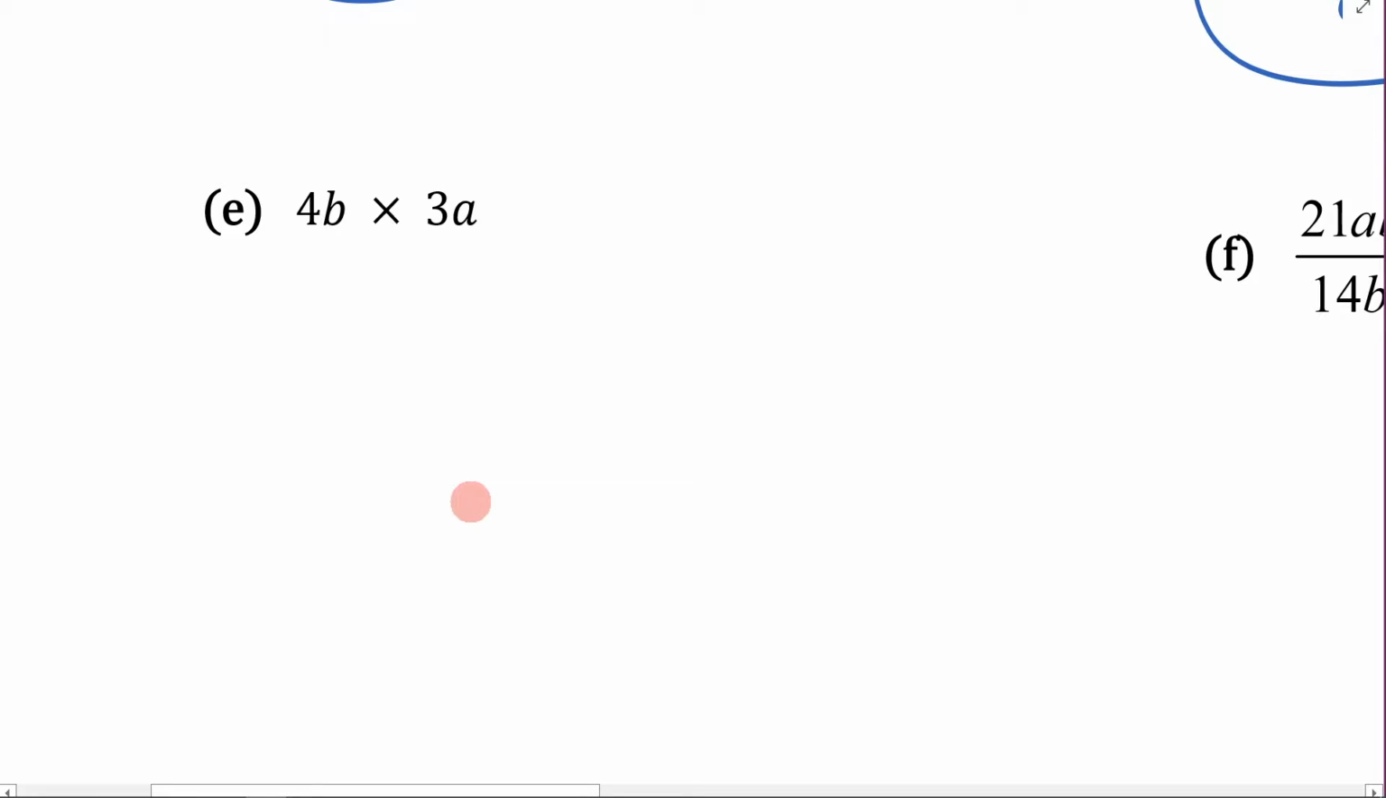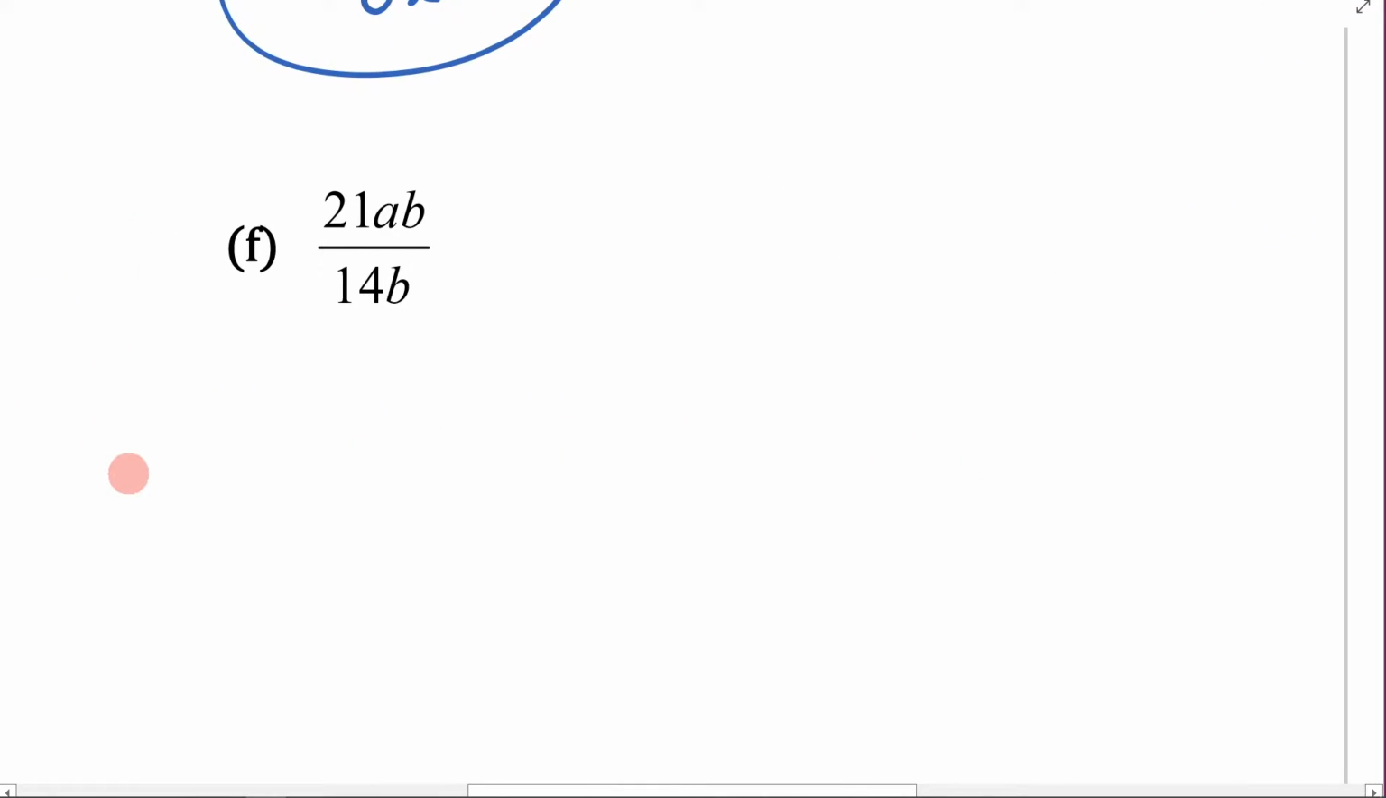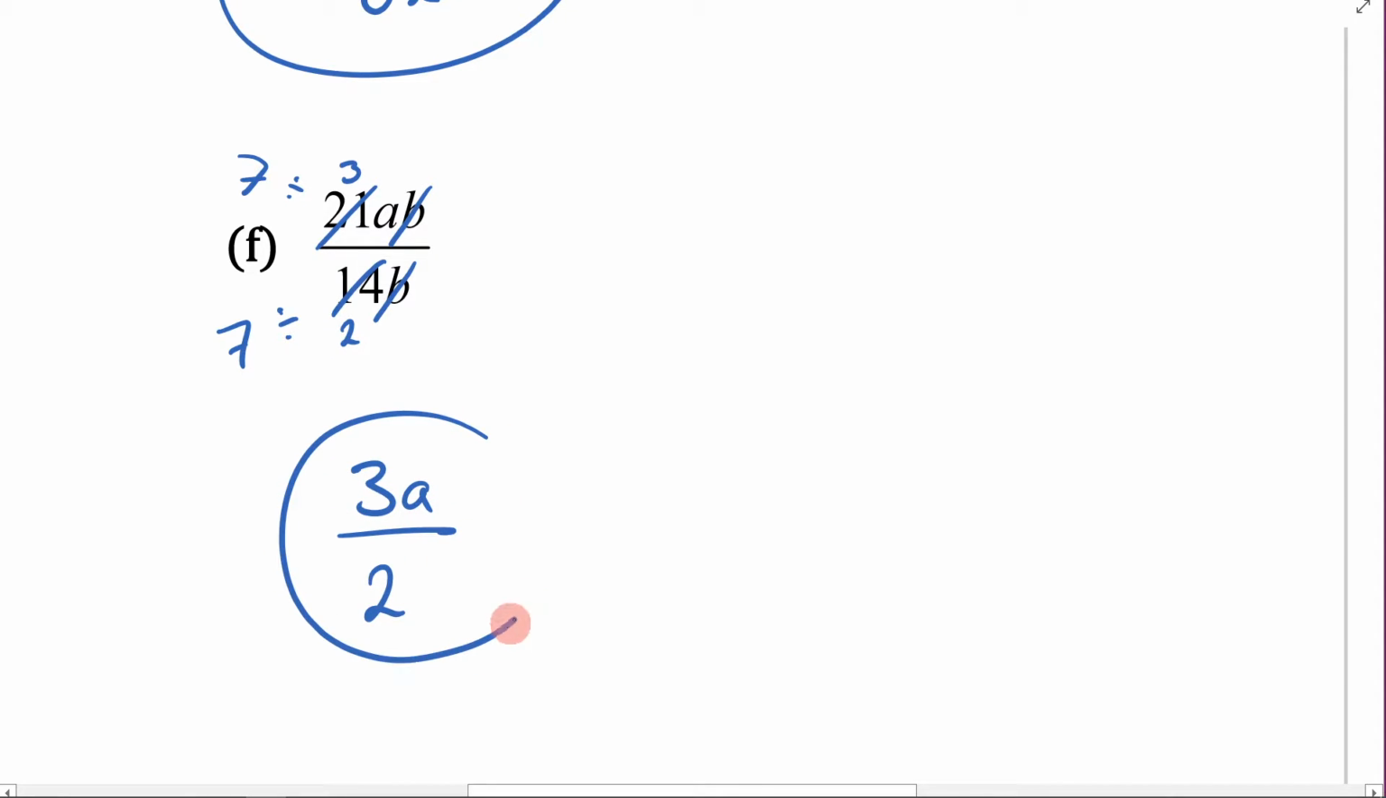I'm multiplying here, so it's going to be 4 times 3 is 12, and then just A, B. Just like that. Let's move on to the next one. This is going to be B cancels with B. 14 and 21 are both divisible by 7. 21 divided by 7 is 3. 14 divided by 7 is 2. So it's going to be 3A on 2. That is my answer. And then we keep on going.